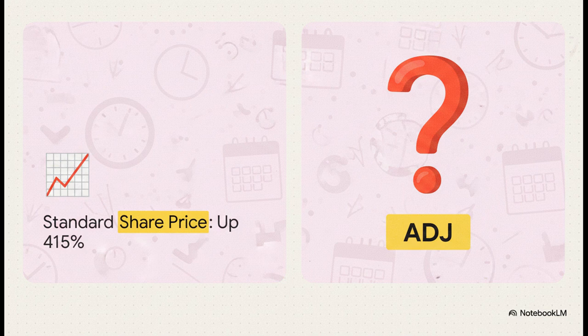Let's look at Verizon since it went public back in 1983. If you just look at standard share price appreciation over those decades, it's up roughly 415%. Now that's a solid return, sure, but maybe not the most mind-blowing percentage you've ever seen for a multi-decade hold. But what happens when we hit that ADJ button for a timeline this long?